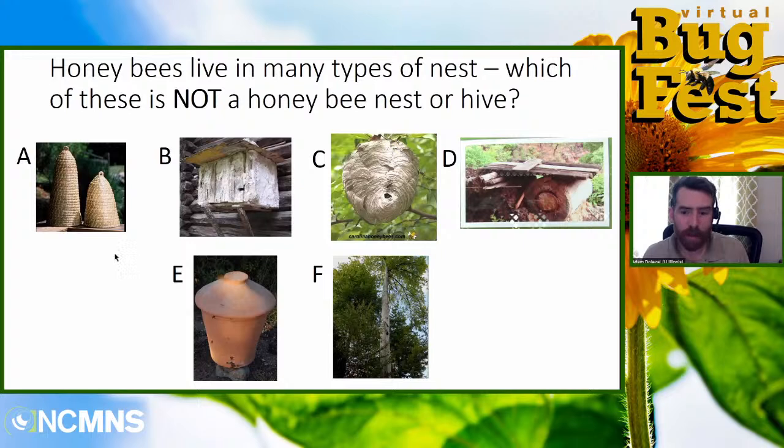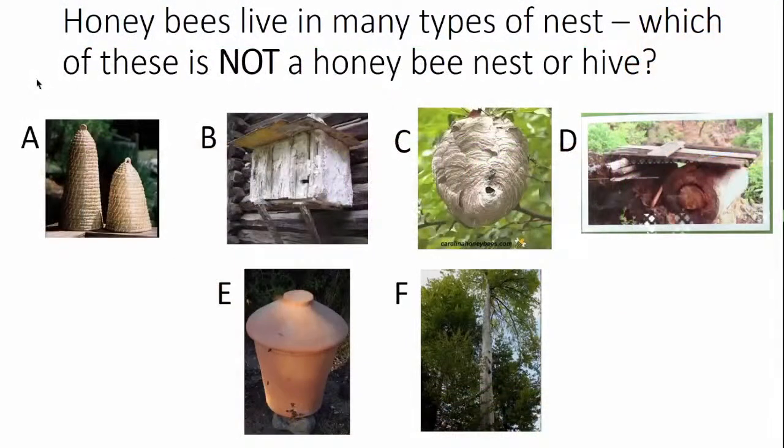people in the chat. I want you to look at these different pictures that I presented, A, B, C, D, E, and F, and think about which one of these is not a honeybee nest or hive. This will be important as we think about how diseases spread between colonies, to understand what are the different types of places that honeybees live and where do they not live. So I'll pause a moment there. People can enter in the chat what they think and why. And if you know what things are, shout them out.